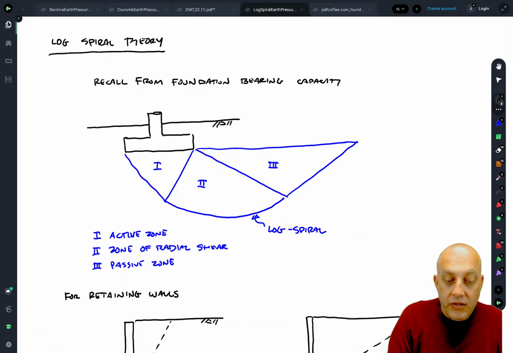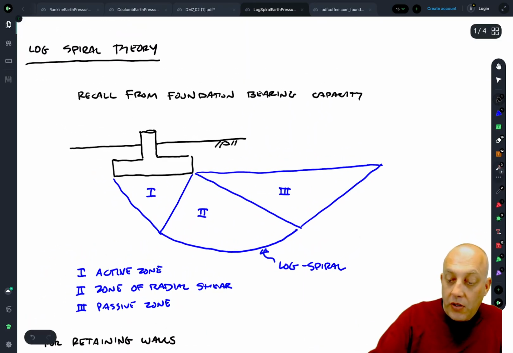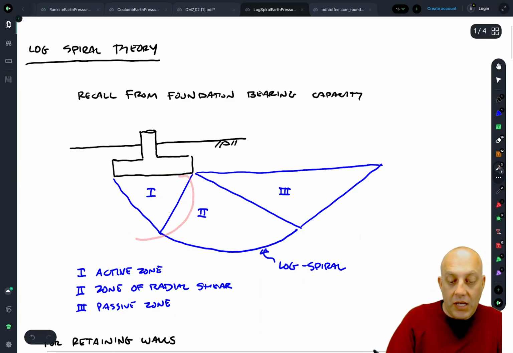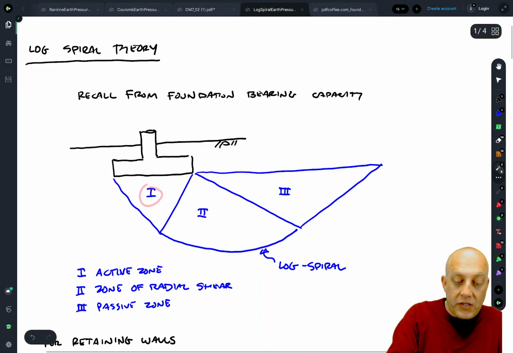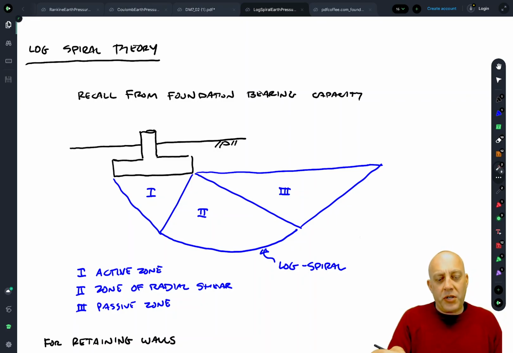If we go all the way back to shallow foundation bearing capacity theory, you may recall that there are three different distinct zones beneath a footing, and this would have a symmetric failure surface to the other direction for uniform soil properties. We have zone 1, which is an active zone, and the reason it's called active is that the vertical pressure is bigger than the horizontal pressure in zone 1. You may be thinking, why is that active? Active earth pressure happens when a retaining wall moves away from the backfill. Well, active failure actually is any time when the vertical pressure is bigger than the horizontal.